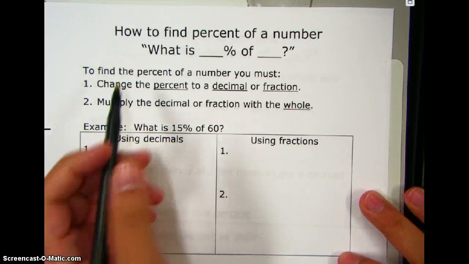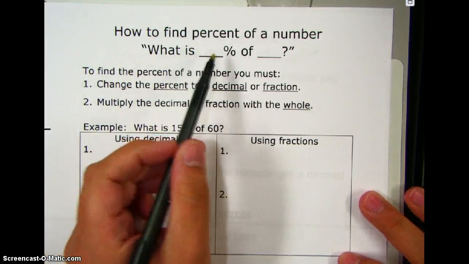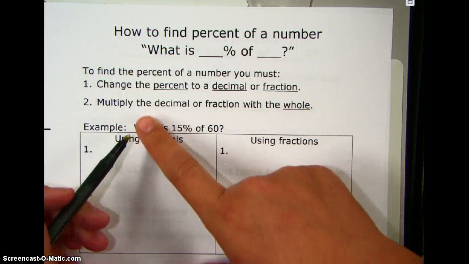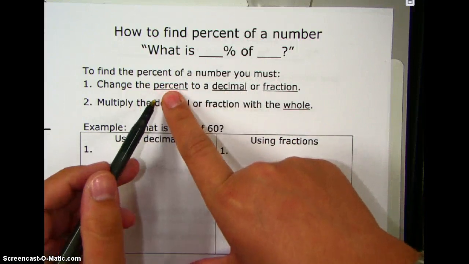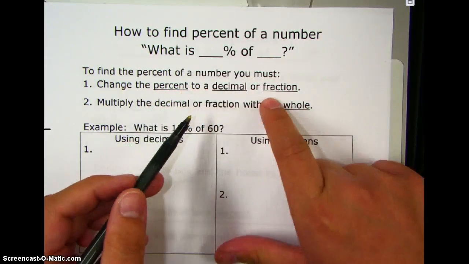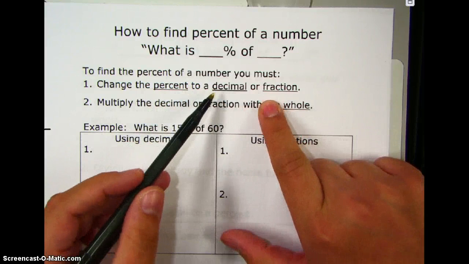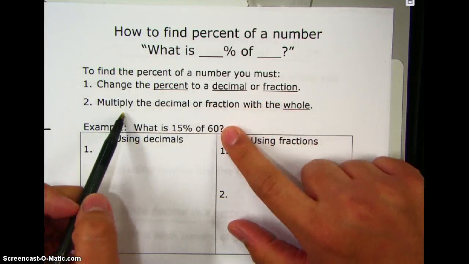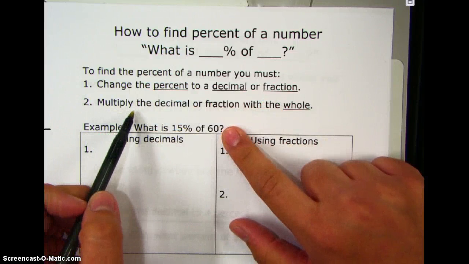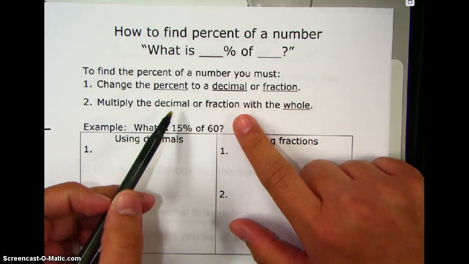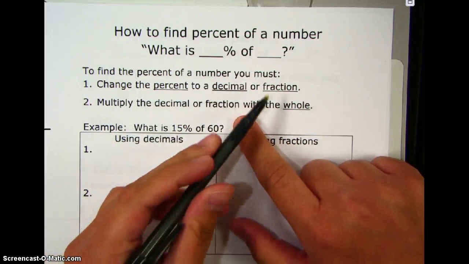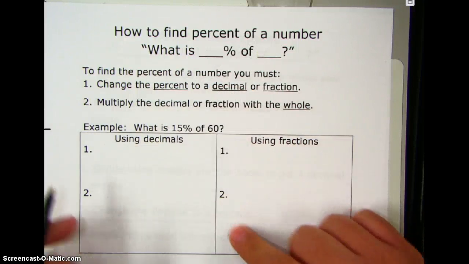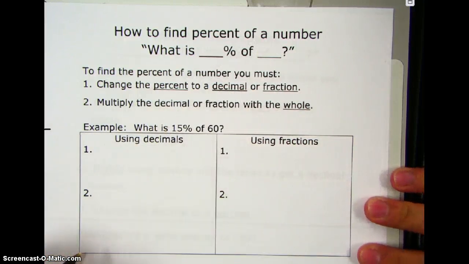When you encounter a problem that says what is blank percent of blank number, the first step we need to do is change the percent to a decimal or fraction. Now, the one that you change it to is going to depend on what you like using most. Then, once you have your decimal or fraction, you're going to multiply that decimal or fraction with the whole, or the number that you were given originally in the problem. So let's look at an example here. What is 15% of 60?